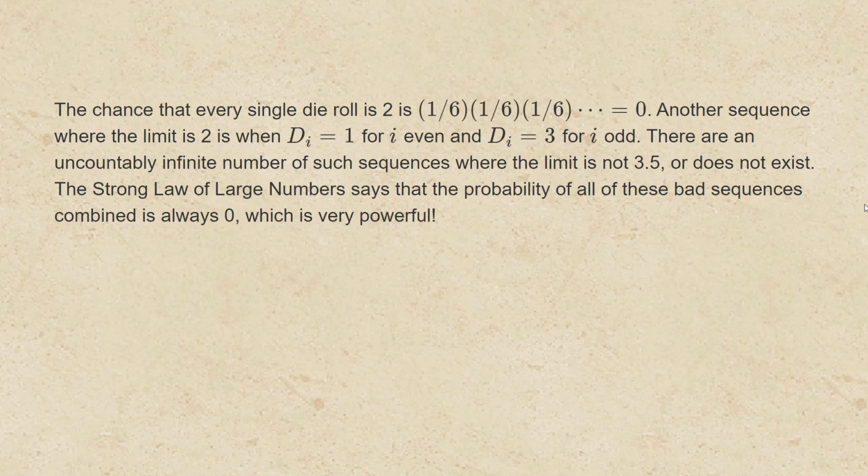There are an uncountably infinite number of such sequences where the limit is not 3.5 or does not exist. The strong law of large numbers says that the probability of all of these bad sequences combined is always 0, which is a very powerful statement.